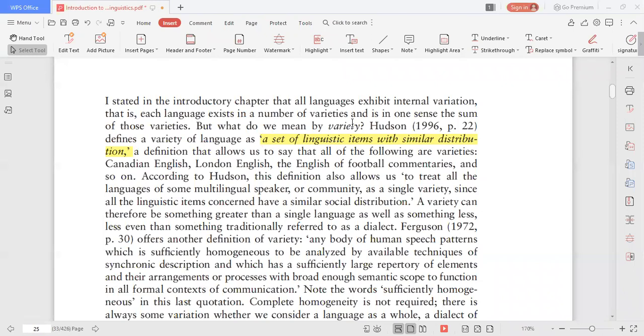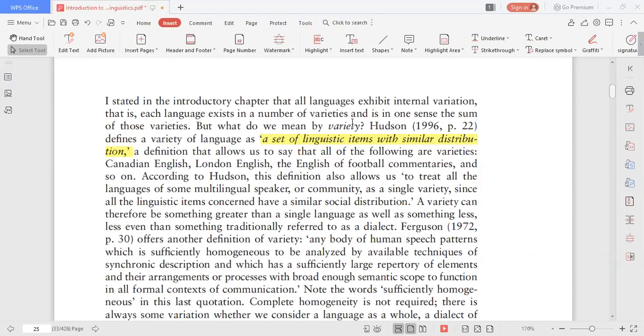Look, listen to Hudson's definition again: a set of linguistic items with similar distribution. Now, in Canada, if you go there, their English is the same all over Canada. Got the point now? Yes, sir. If you go to London, you'll find that all the Londoners, the people staying in London, I'm talking about the native speakers, not Bangladeshi or Pakistani or Sri Lankan or Indian speakers who are staying there, but the original Londoners, are speaking the same English. And that English is different from American English. So that is London English.